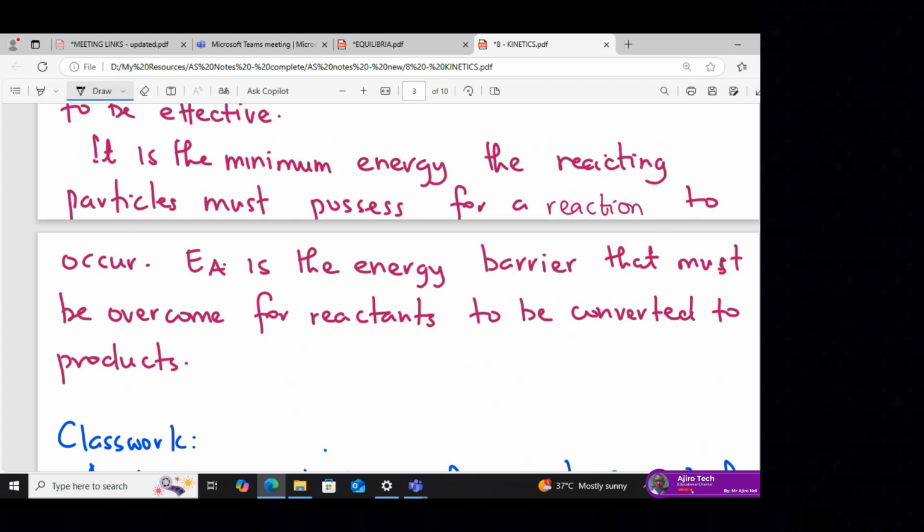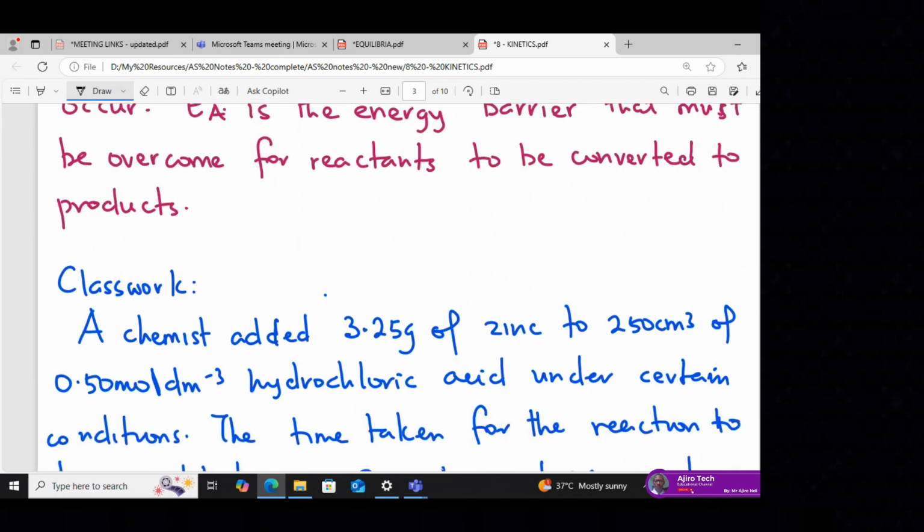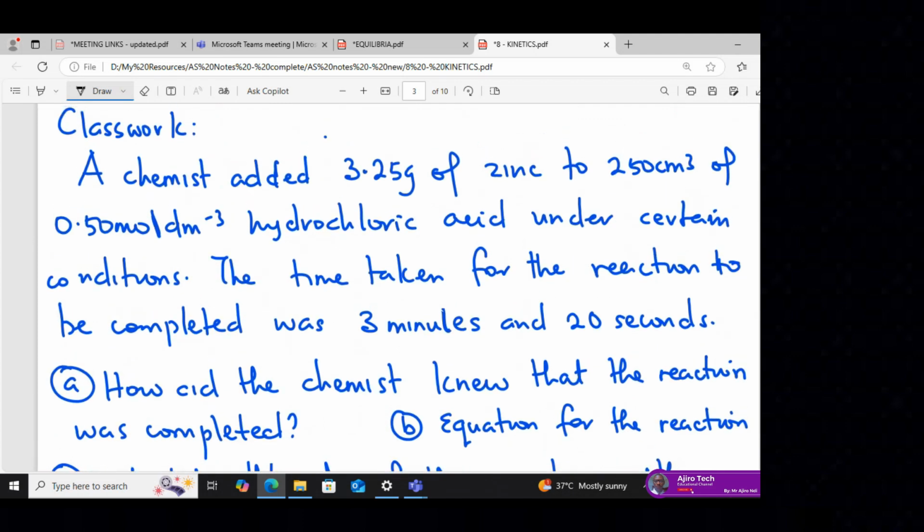I only gave three definitions. They are all the same thing. Is that okay? Good. I'm sure you understand that. Let's do classwork. Can you read?